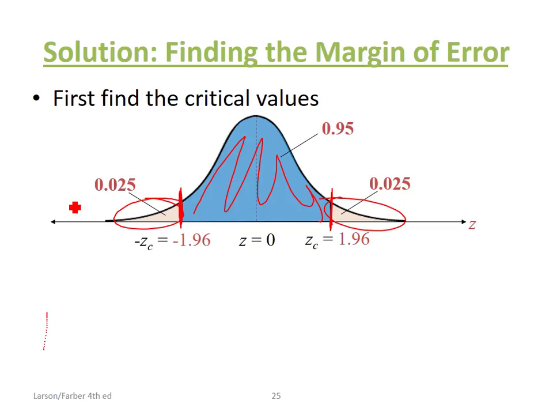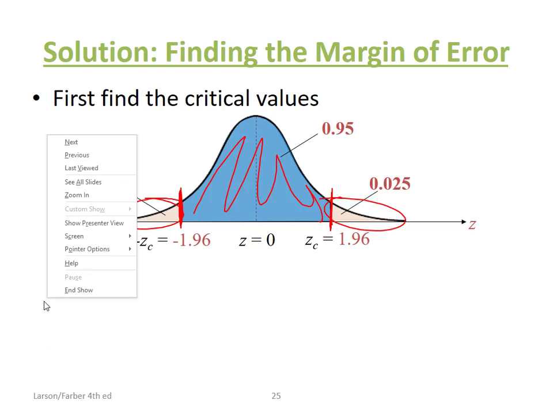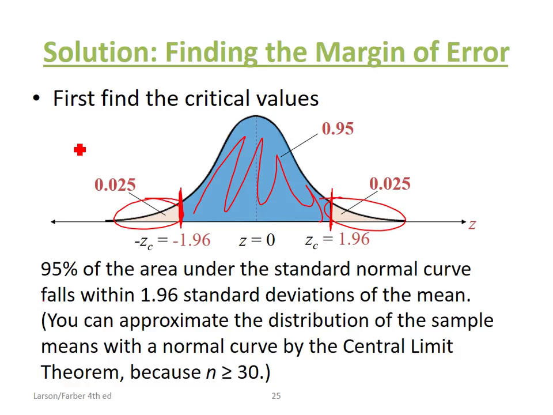If we're using 95% confident, then that means these z-scores are negative 1.96 and positive 1.96. And we're finding those areas in between. Again, you could use the chart. I'm not going to use the chart so much on here, but we could use these charts to help us with some of this. 95% of the area falls on that. You can approximate the distribution of the sample means with a normal curve by using the central limit theorem, since our sample was larger than 30.